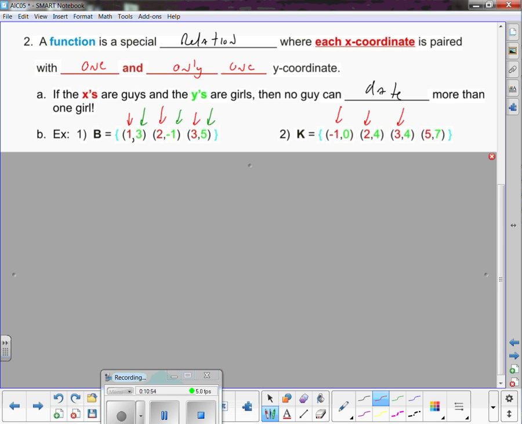Now, in real life, you want to know how it works? No guy can date more than 2 girls, and here's why.